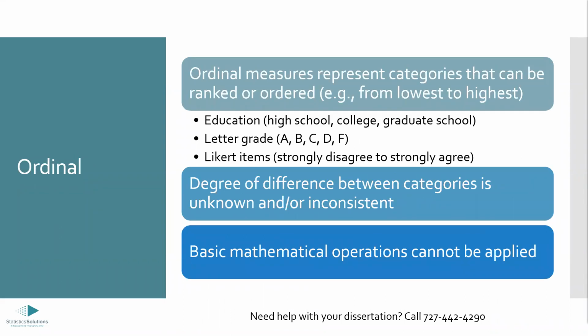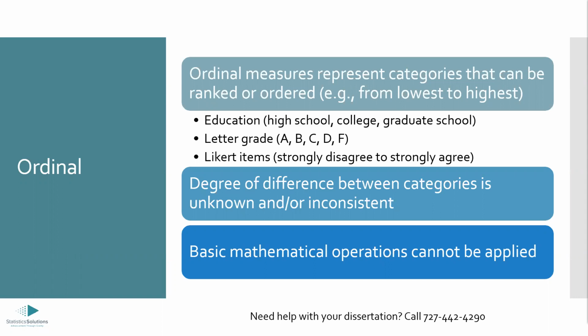So now let's talk about ordinal levels of measurement. This would be the next classification of levels of measurement after interval and ratio. Ordinal measures represent categories that can be ranked or ordered, for instance, from lowest to highest or from highest to lowest. This is a little different from what we think about in terms of continuous variables or numerical data. These are more like categorical variables, but we can order these categories in a meaningful way.